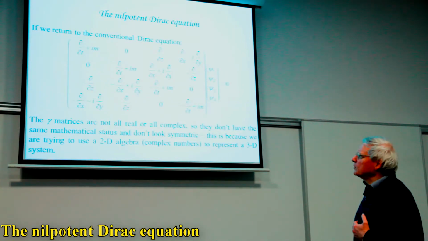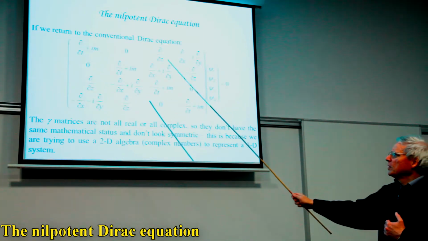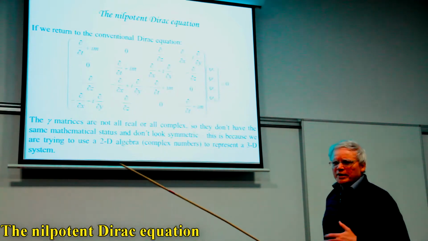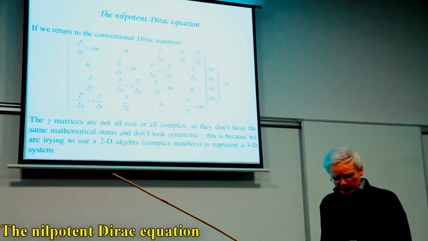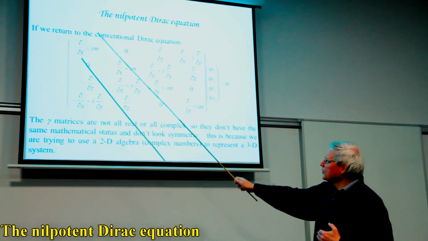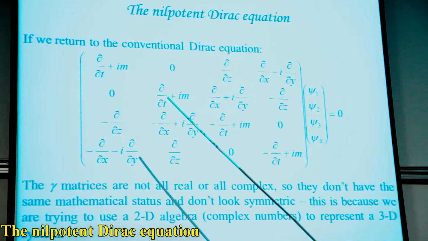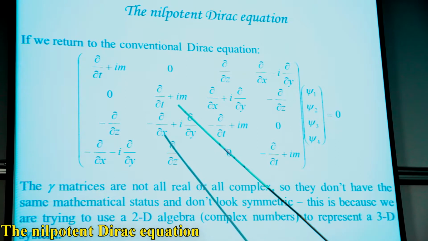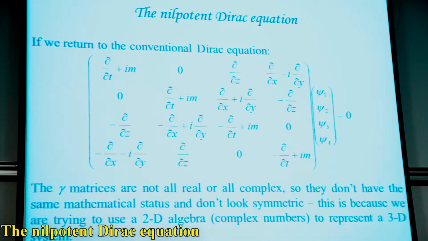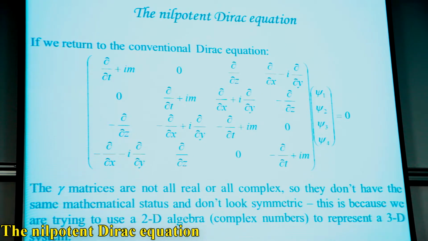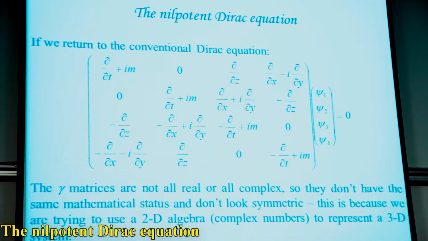Now let's go back to the conventional Dirac equation. You may remember what I was saying about the matrices, that they were not symmetric with respect to each other, even though they represented something symmetric in nature. And here we can see the result of that. If we look at this term here, minus d by dx plus i d by dy appears in the equation, but I don't know of anywhere in nature where such a thing occurs. d by dx and d by dy are the same sort of thing in nature. They're not such that one of them is real and the other imaginary. So that is not what happens in nature.